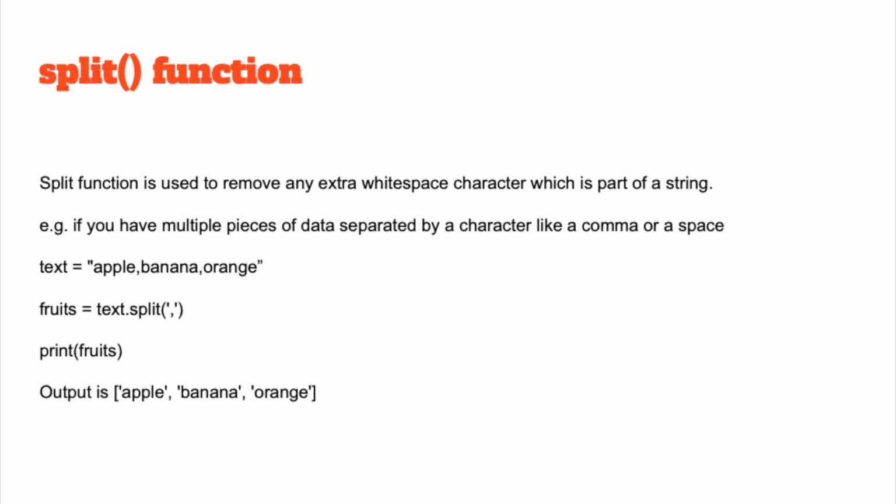So an example in this case is text is equal to apple, comma, banana, comma, orange, 3 values combined together as one string. We're going to say fruit is equal to text dot split brackets. The character that we want to split by is comma, and then we're going to print fruit out. The output is going to be apple separately, banana separately, orange separately. So we split that string into 3 parts.